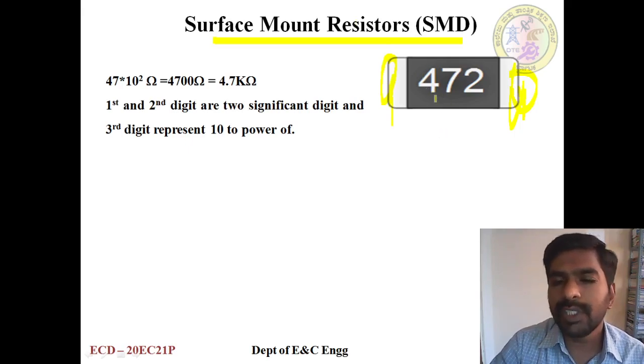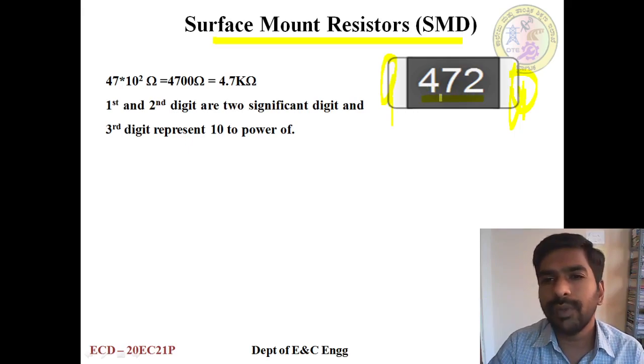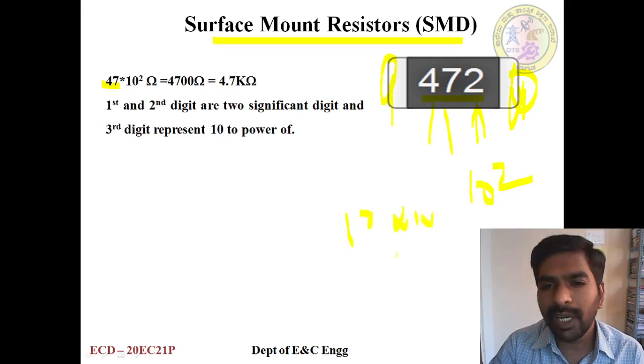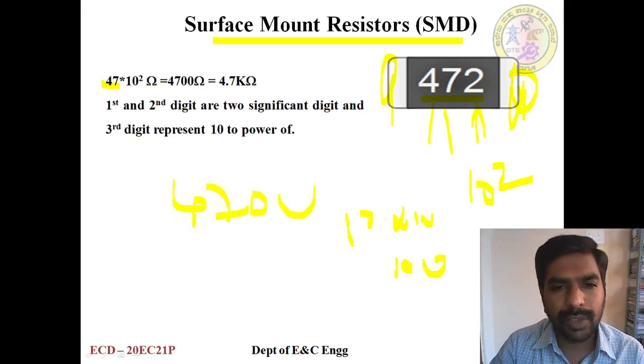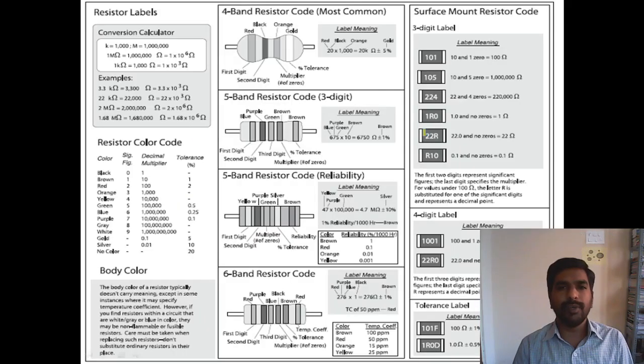In a surface mount resistor, there is no color code; they have a number printed on it, for example 472. In 472, the first digit and second digit make 47, and the third digit represents the multiplier. The multiplier means 10 raised to the power of 2, which is 10 into 10, that means 100. Multiply by 100, it's 4700, which is nothing but 4.7 kilo ohm. This is the way we can calculate the resistance value for the surface mount resistor.